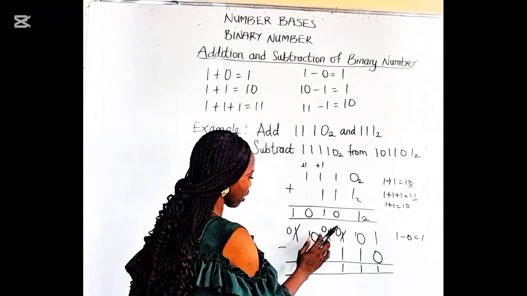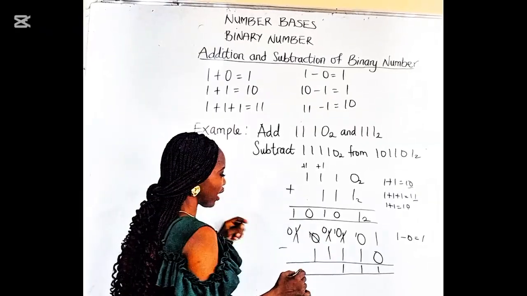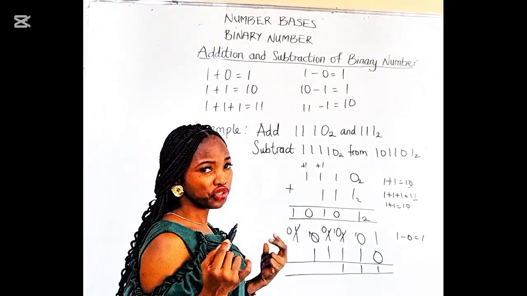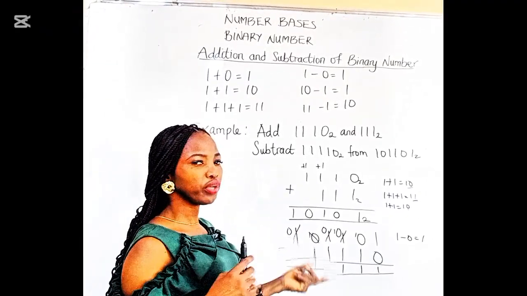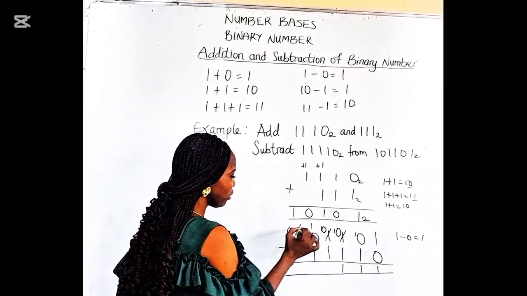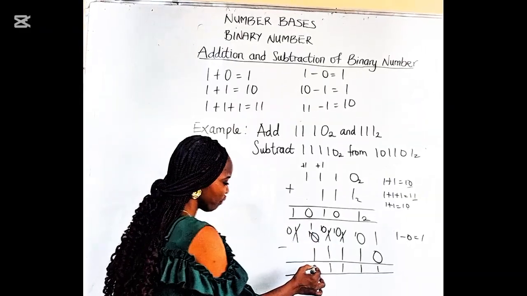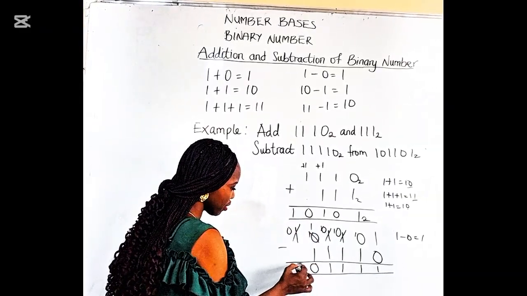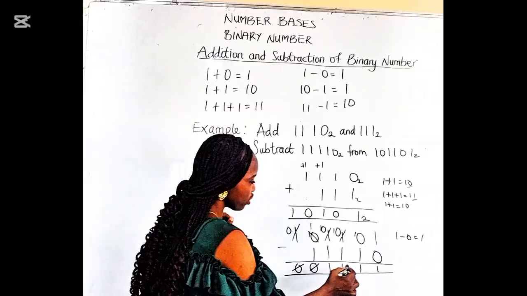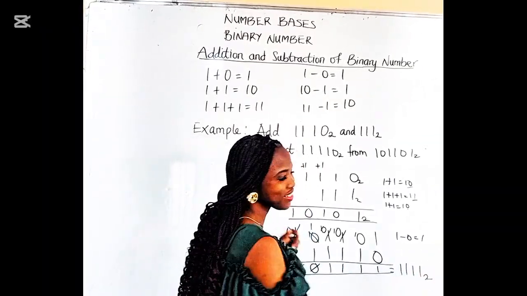So I need to go 0 minus 1. It's not possible. I'm going to borrow from 10. Remember, 10 is assumed to be what? 2. So when you borrow 1 from 2, you have 1. So you put it here. 10 minus 1 gives me 1. 1 minus 1 is 0. Bring down your 0. So this is not needed. So your answer becomes 1, 1, 1, 1 base 2.